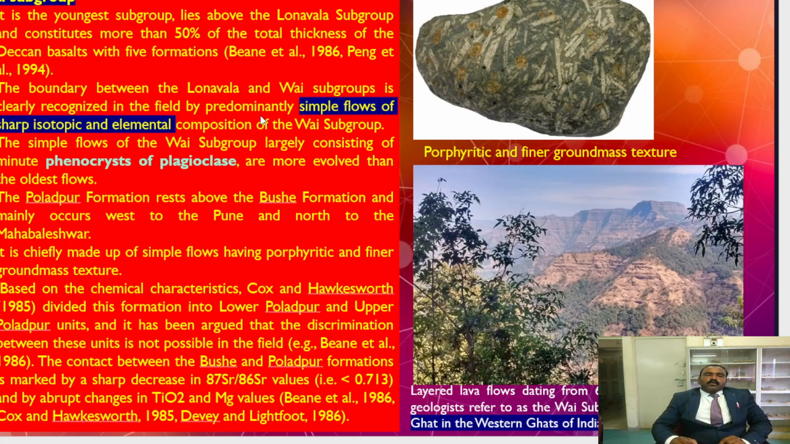And then the Wai subgroup, which also has a porphyritic and a fine groundmass texture. This is porphyritic with finer groundmass textures, which shows the giant plagioclase basalt, which is also exposed in these regions, and the phenocryst plagioclase. This is the most important characteristic of the lithology or the mineralogy of the Wai subgroup: the phenocryst of the plagioclase.